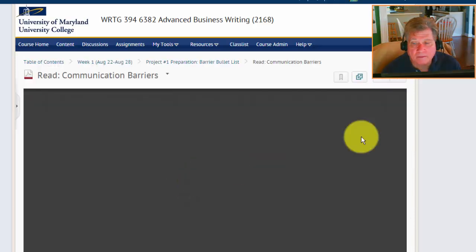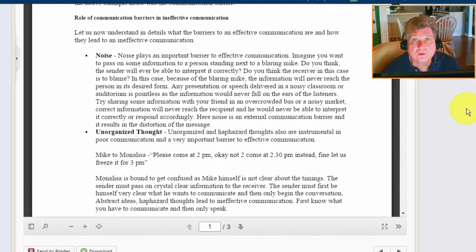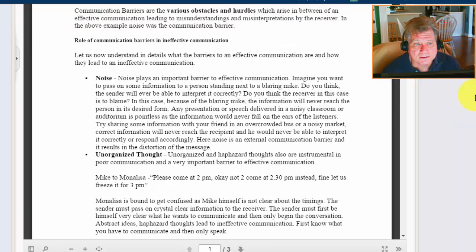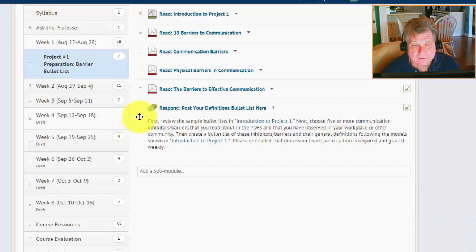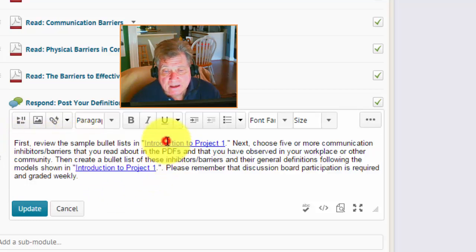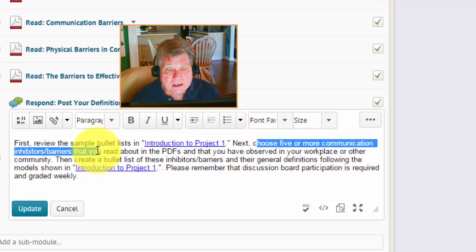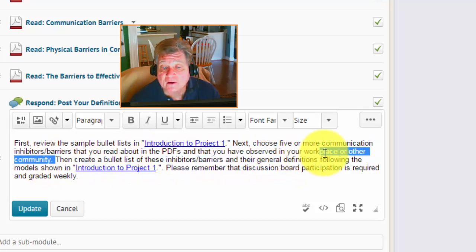So you read the 4 PDFs and you find the names of the communication inhibitors that you most often observe in your workplace. So again, those are 4 PDFs: 1, 2, 3, 4. And then after you have done all that reading, you follow these instructions. First, review the sample bullet list in Introduction Project 1, which we just did. Next, choose 5 or more communication inhibitors that you read about in the PDFs that correspond to ones that you've observed in your workplace or community. Then create a bullet list of those inhibitors and their general definitions.